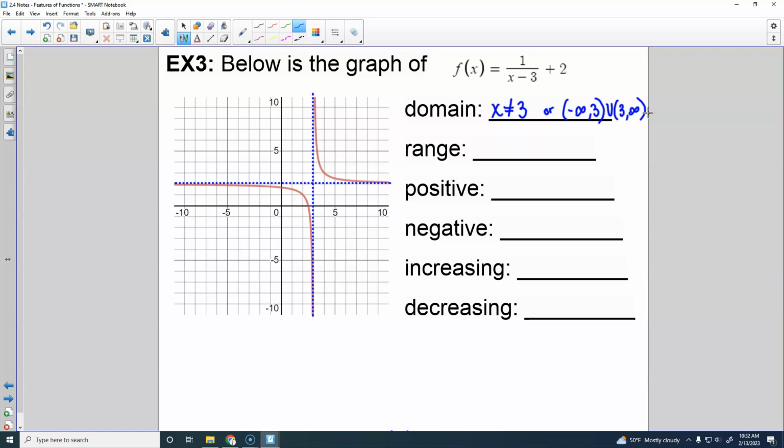Your range is going to be similar. There's going to be one value we cannot have for our range. What would it be? 2. The graph does not exist at 2. It never has a y value of 2. So y cannot equal 2. Or if we want to use interval notation, it would be negative infinity to 2 and 2 to infinity.